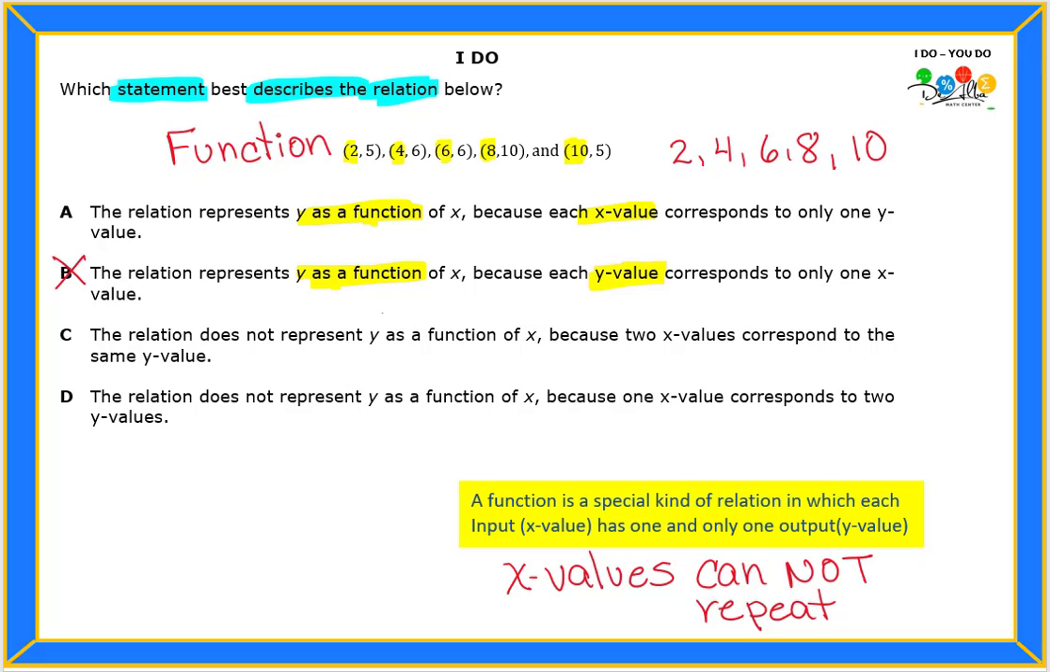What about letter C? What does letter C say? The relation does not represent y as a function. And just a few seconds ago, we agreed that I do see a function. So letter C cannot be my answer because my relation is a function. What about D? It says the relation does not represent y as a function. And we agreed that it is a function. So D cannot be my answer. Okay, so my correct answer choice is letter A.